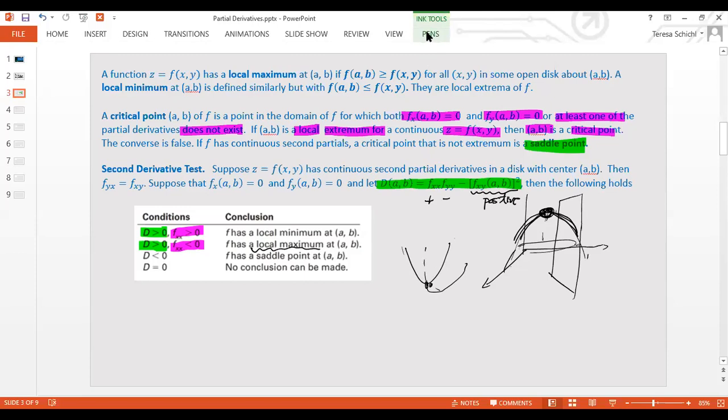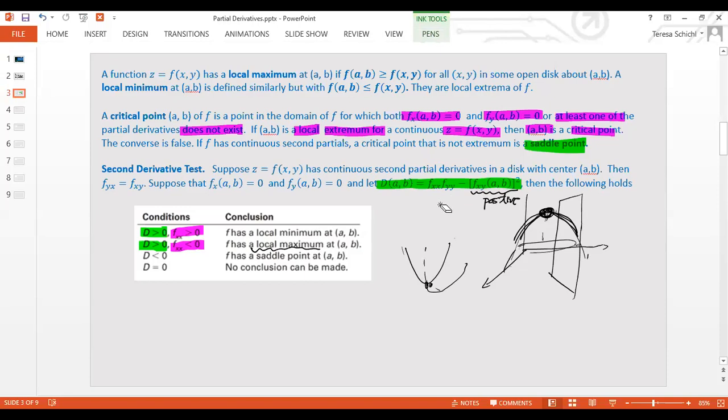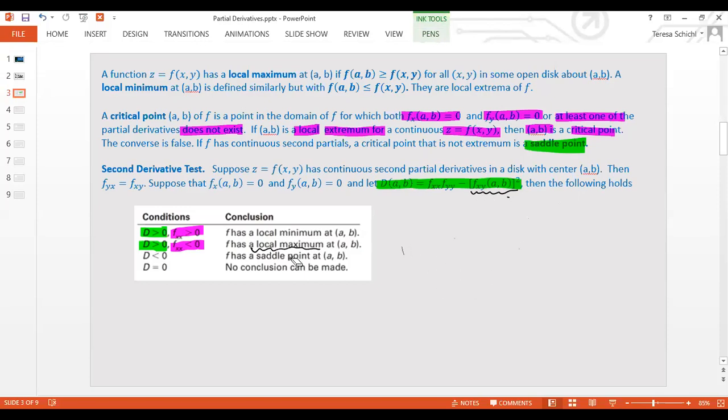So that's why I said, let's not worry about the mathematical proof. Let's understand what it means. When D is greater than 0, f_xx greater than 0 will be the local minimum. It's a very similar concept to what we learned in Calc 1.